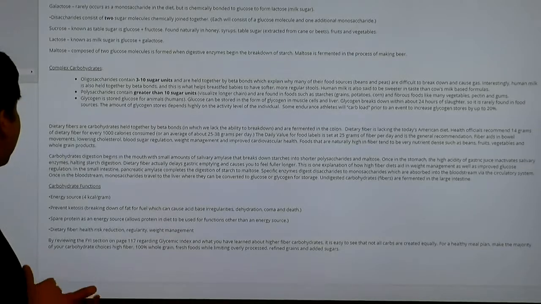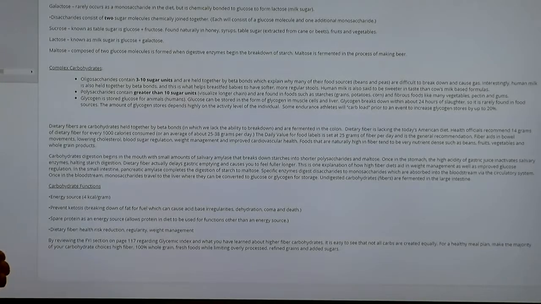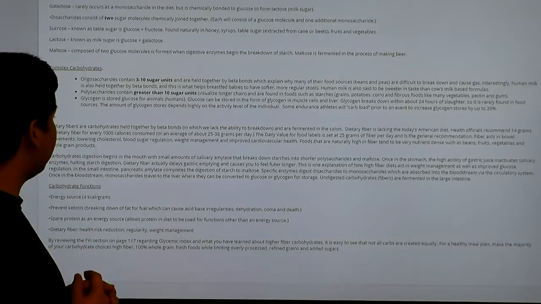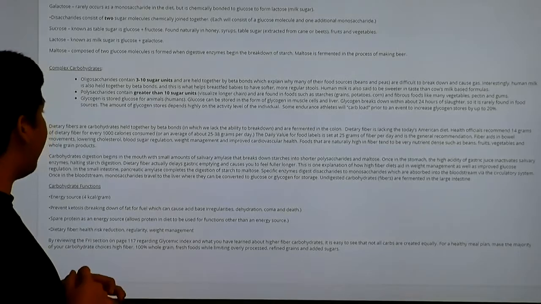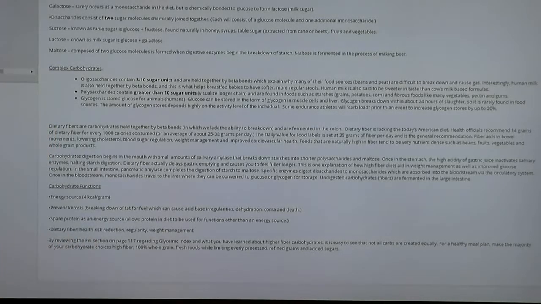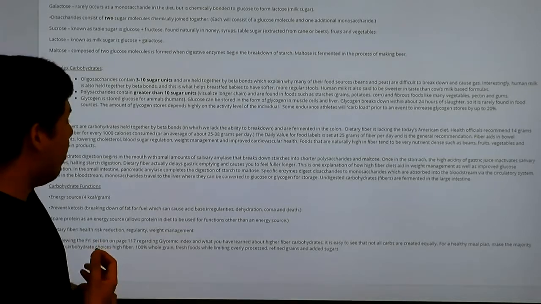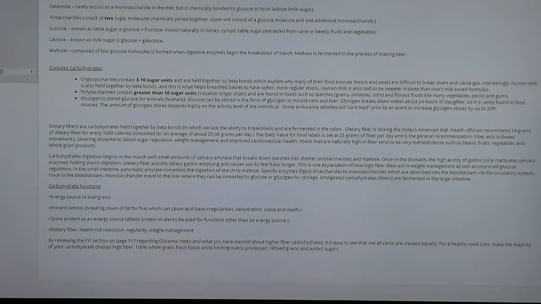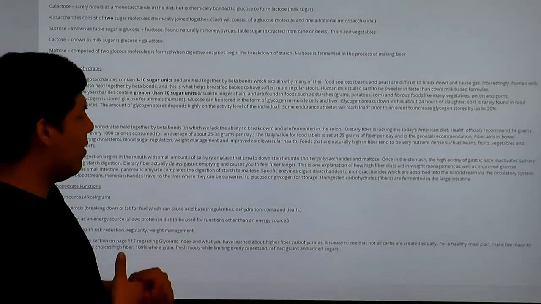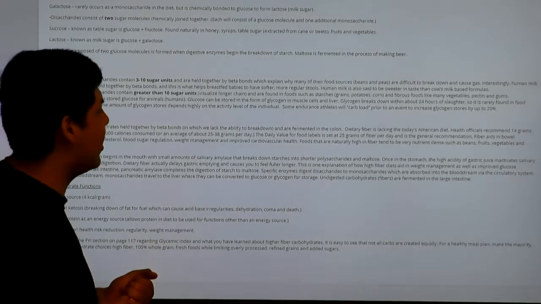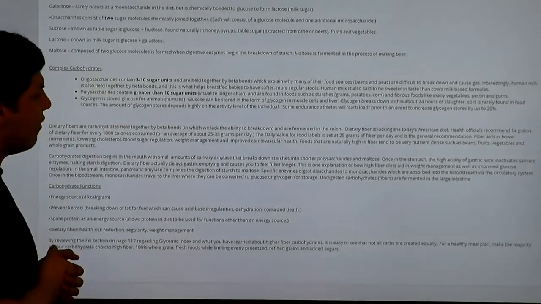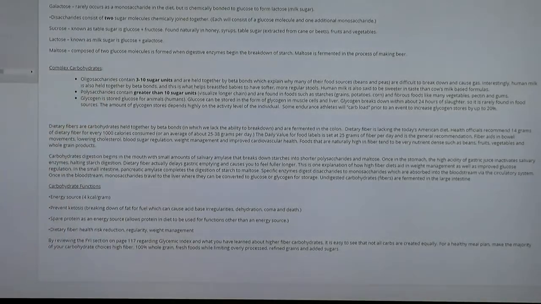Carbohydrate digestion begins in the mouth with small amounts of salivary amylase that breaks down starches into shorter polysaccharides and maltose. Once in the stomach, the high acidity of gastric juice inactivates salivary enzymes, halting starch digestion.